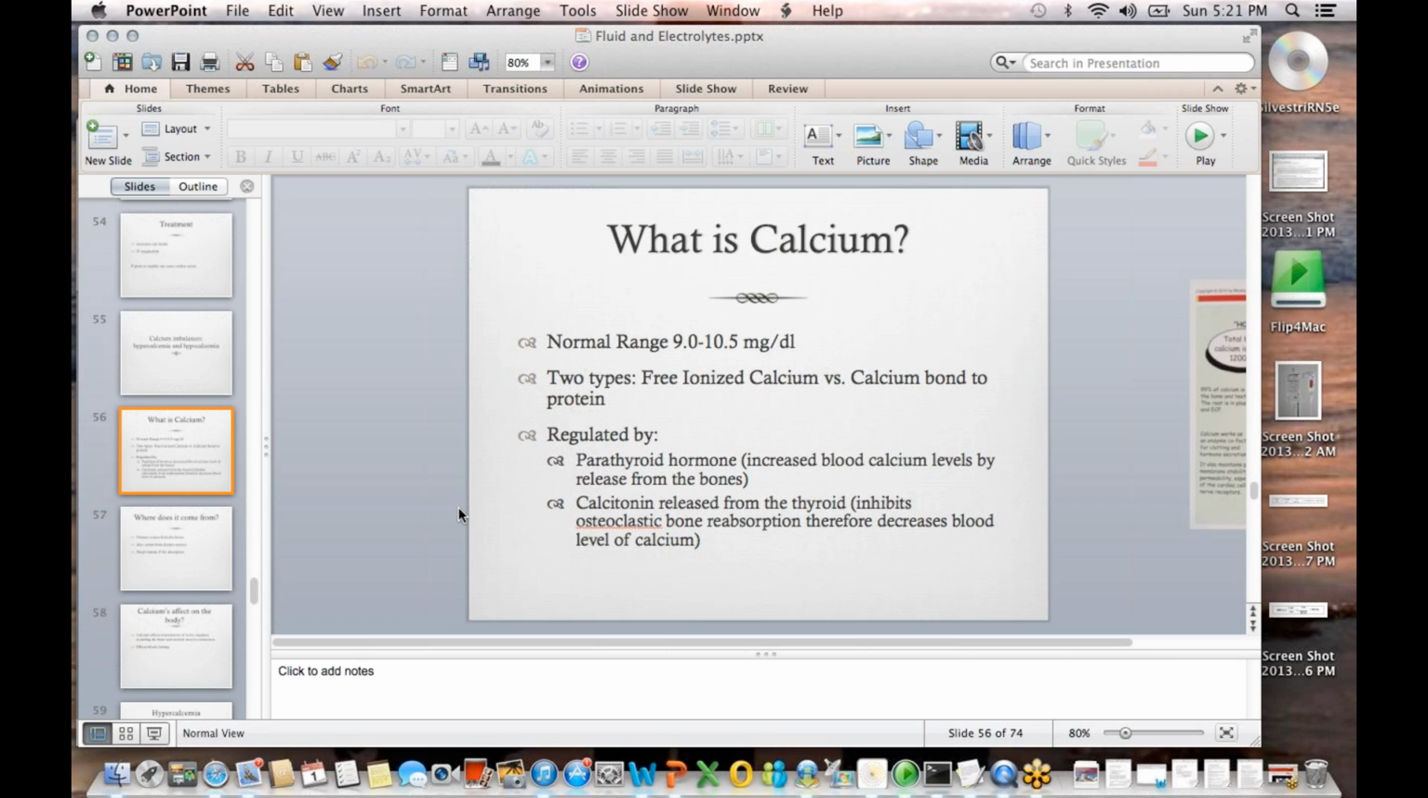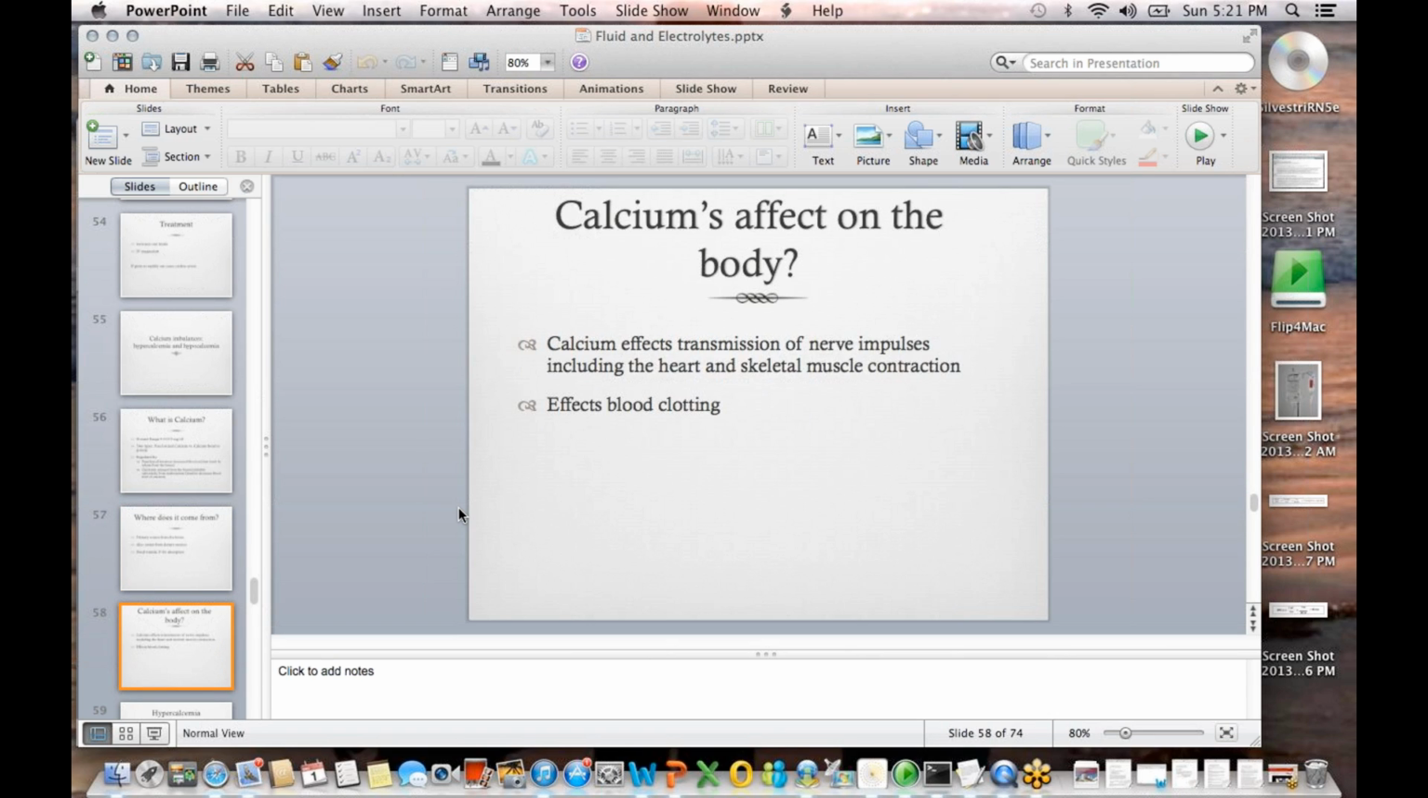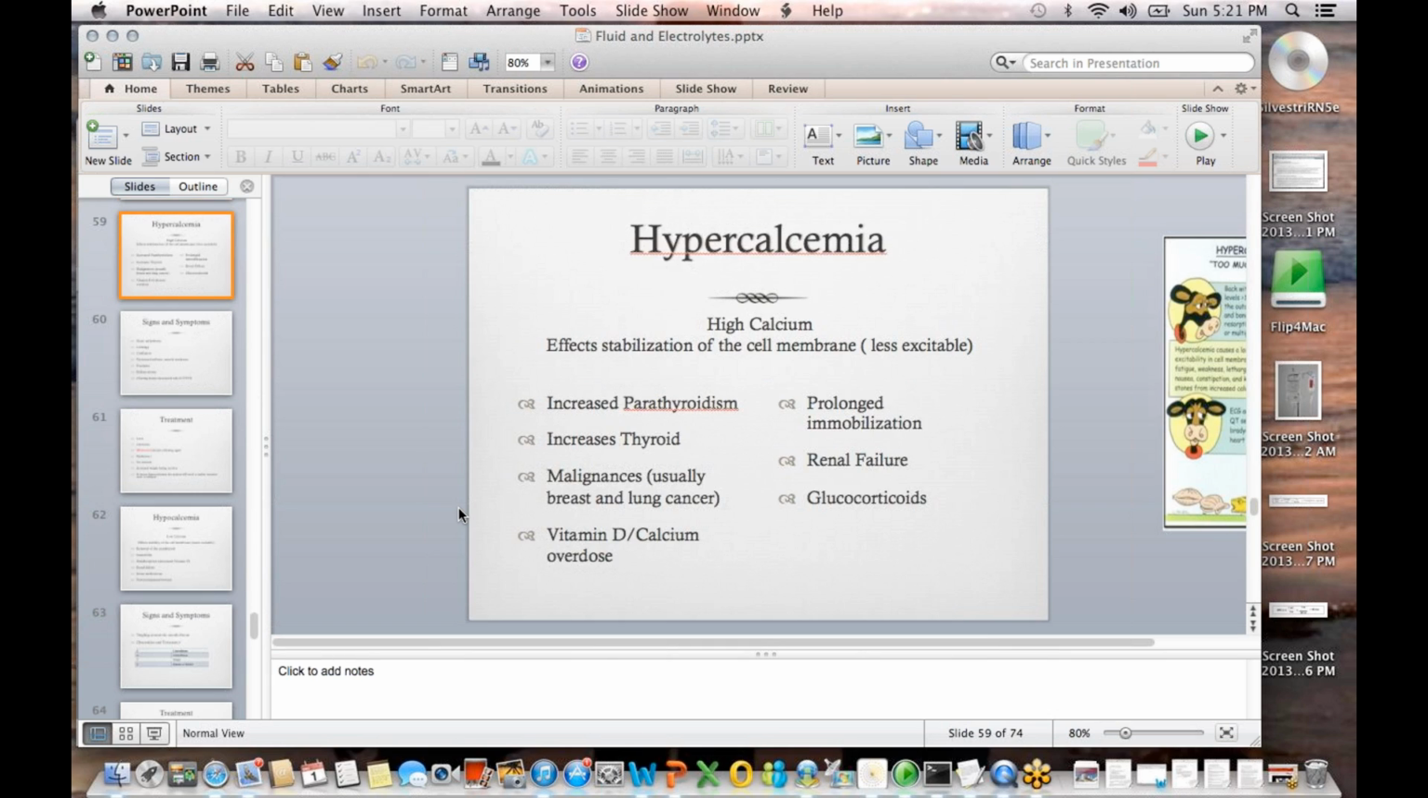So calcium imbalances: remember calcium has an inverse relationship with phosphorus. So you want to stay under the normal ranges. This one's a little bit more involved. It's regulated by the parathyroid hormone and calcitonin. Parathyroid hormone will increase calcium, and calcitonin will decrease the blood levels of calcium. So calcium is important to understand. You need vitamin D to absorb it, and it comes from dietary sources and also primarily from the bones.